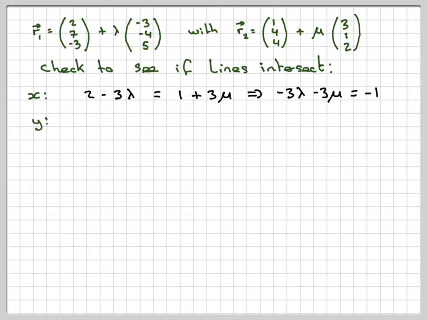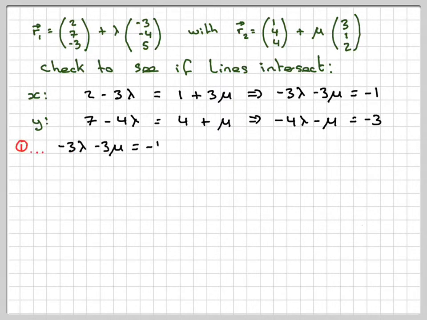So 7 minus 4 lambda is equal to 4 plus mu. And again, we'll just check everything out here. So we're going to have minus 4 lambda minus mu is equal to minus 3. Just make sure you do that carefully, and we will now solve these simultaneously. Now, in an exam, maybe you use your simultaneous equation solver. Okay, I'm just going to do it algebraically.